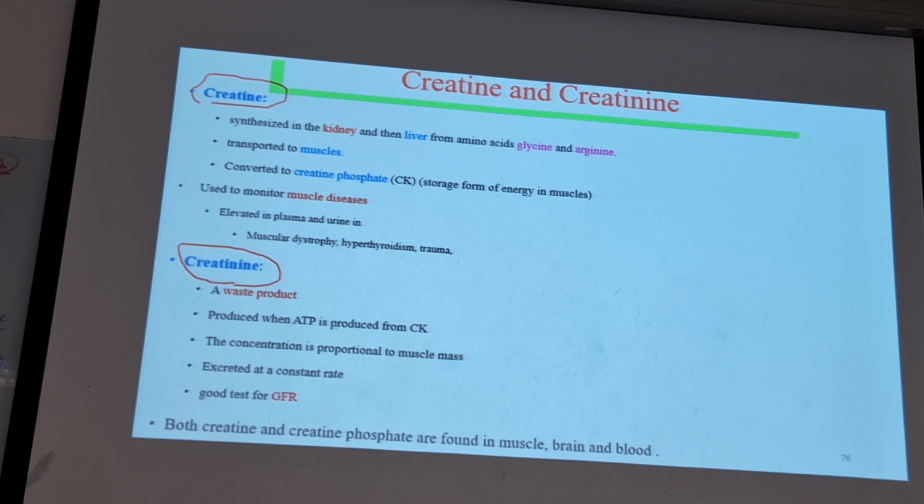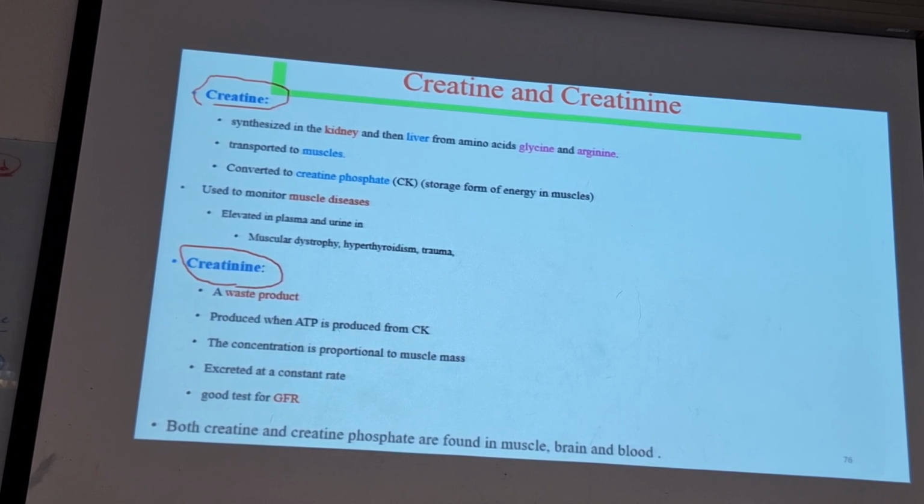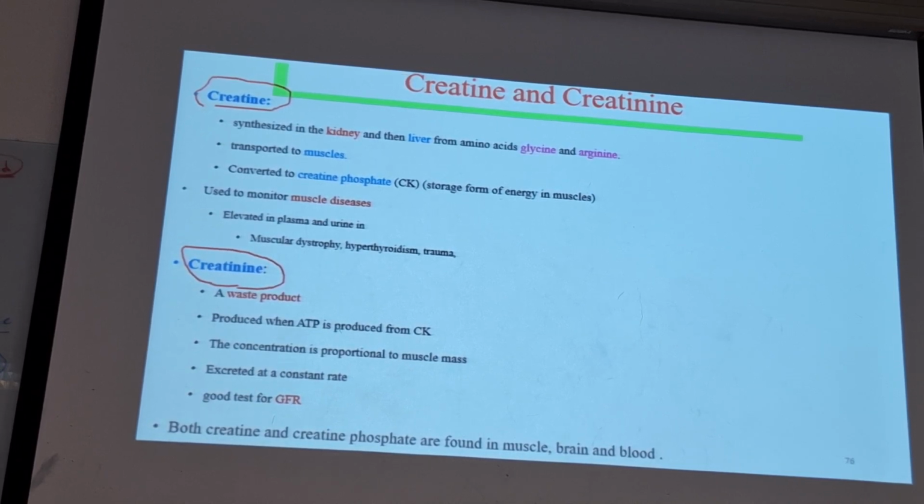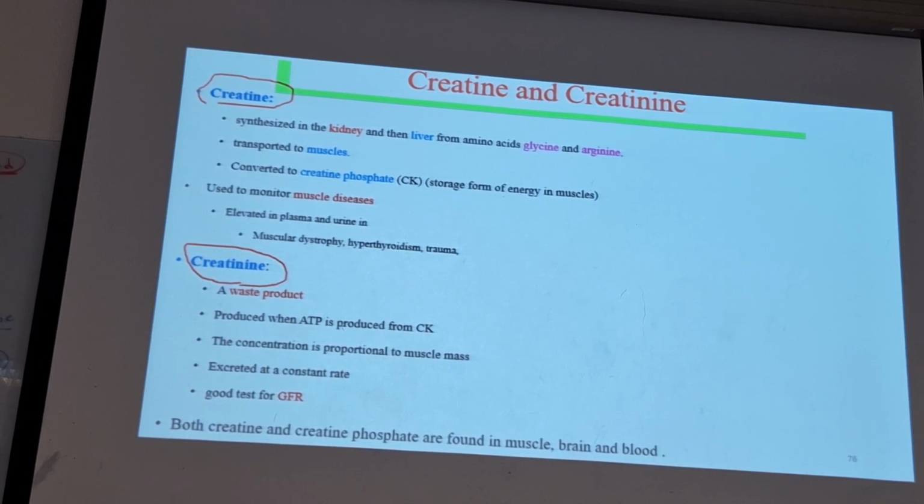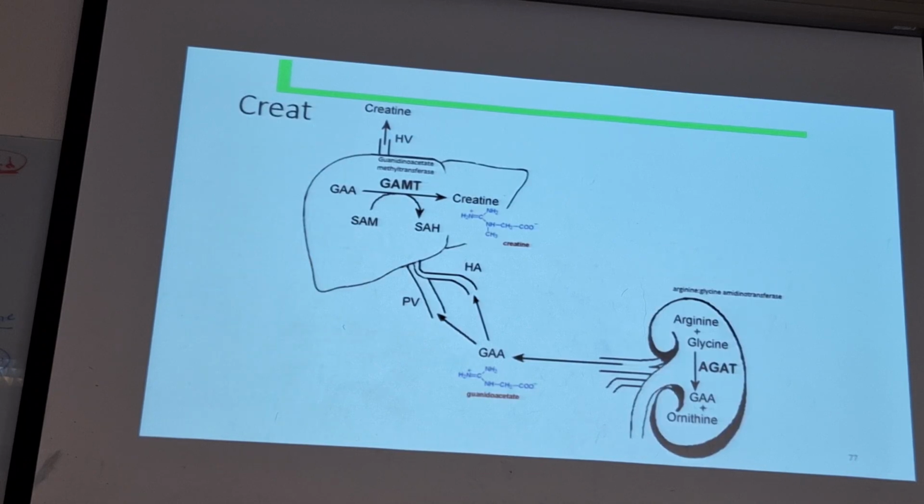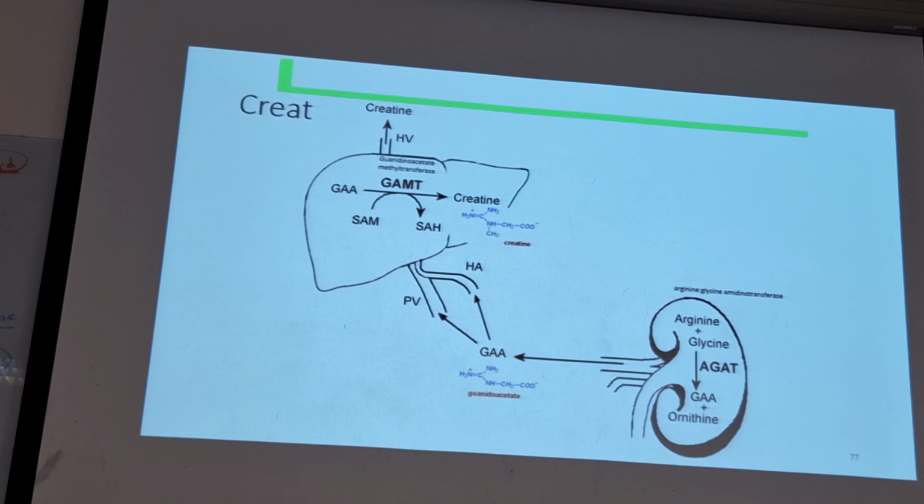It is used by muscles... or is it the reverse? Creatine can be used by muscles, or stored, while creatinine is a waste. So creatine is the actual resource used by muscle, and creatinine is the waste product from it. Exactly.